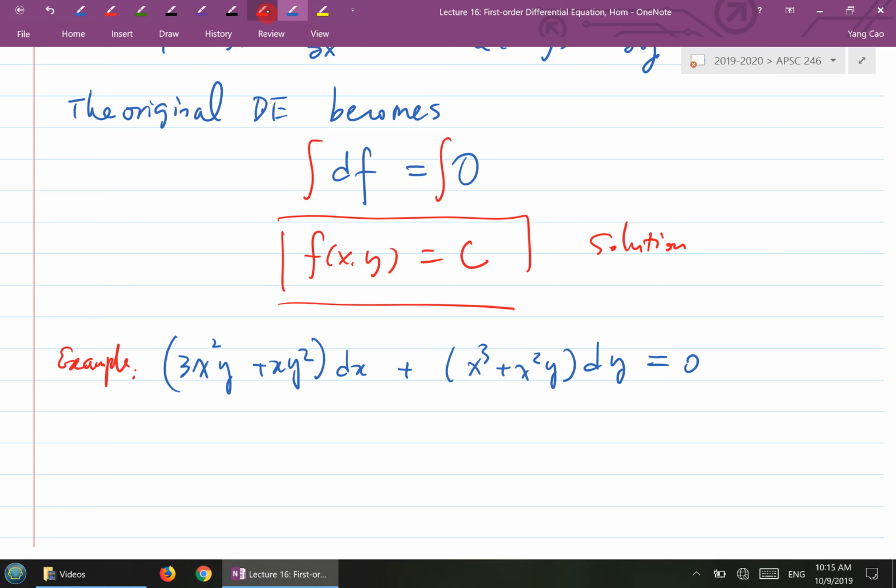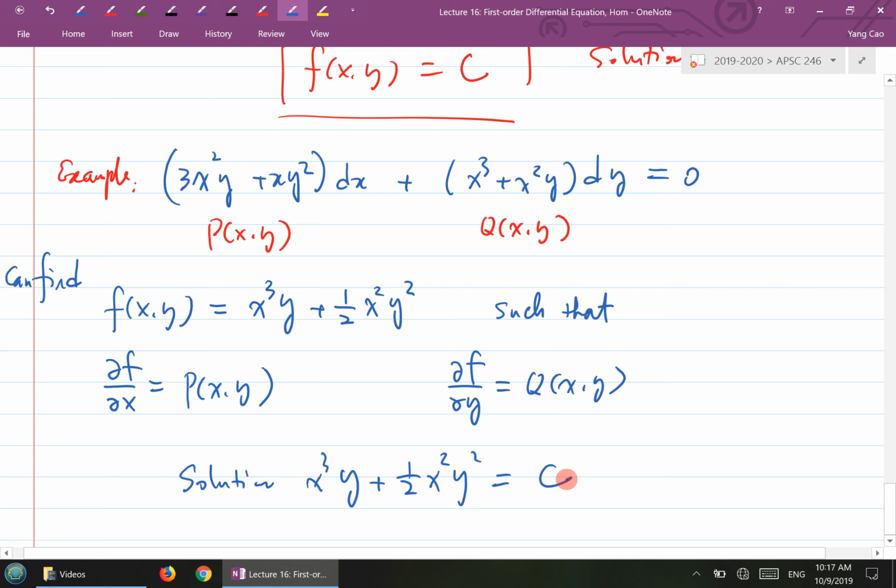So mysteriously, this function f just drops down from the sky, and you look, oh, look, beautiful. So now what's the solution for this differential equation? The solution for the differential equation, you can just immediately write it down, is x cubed y plus 1/2 x squared y squared equal to c. That's it. So things are much easier if you can do that.